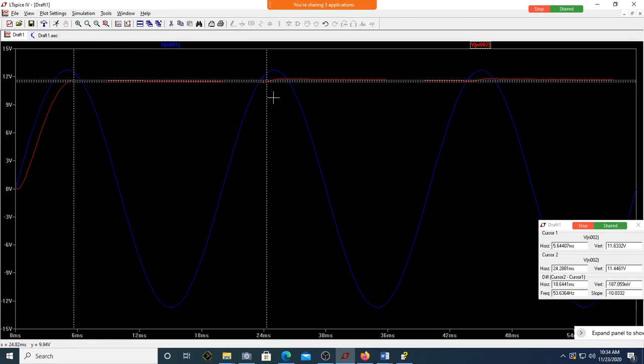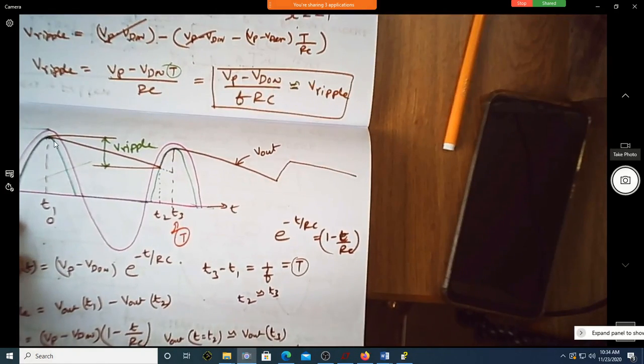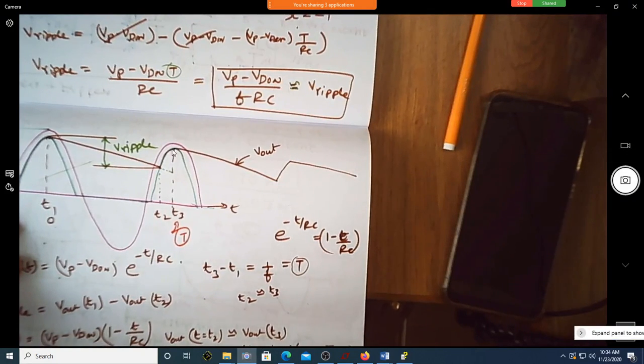The error will slightly reduce, because now T2 is almost equal to T3. You can see the separation we had here. This separation, because it is not discharging too much, T2 and T3 come very close to each other.